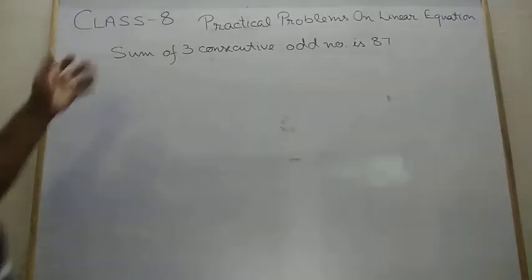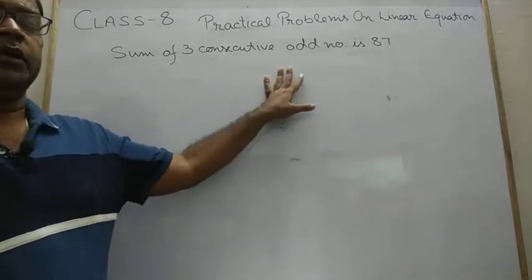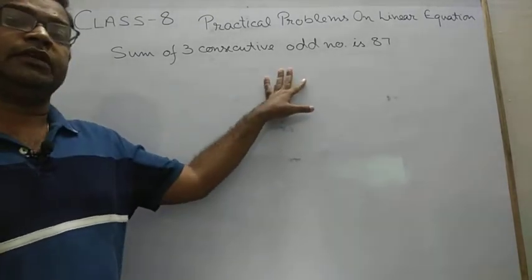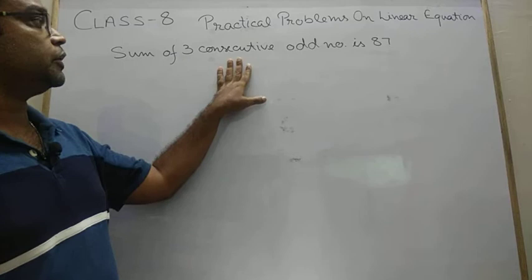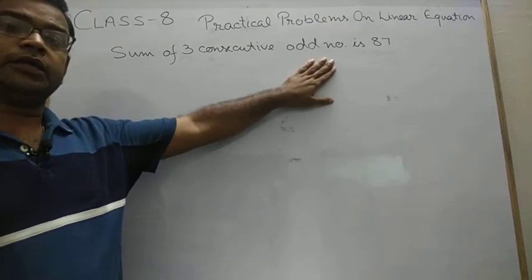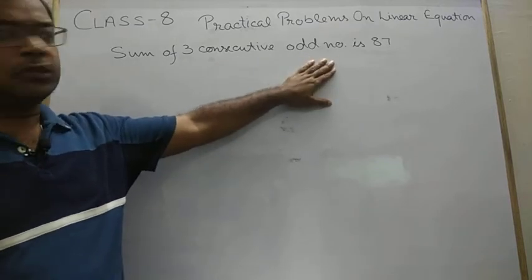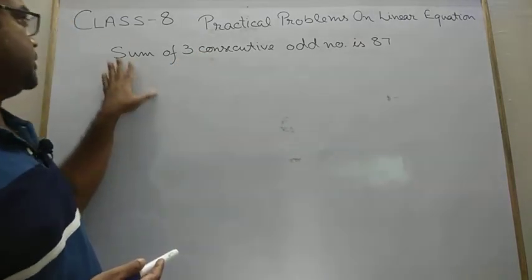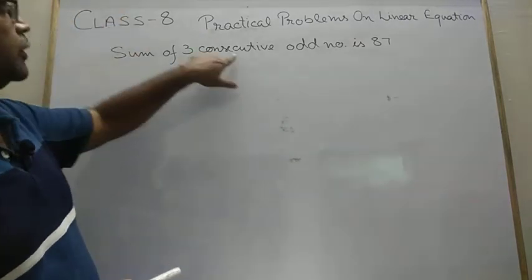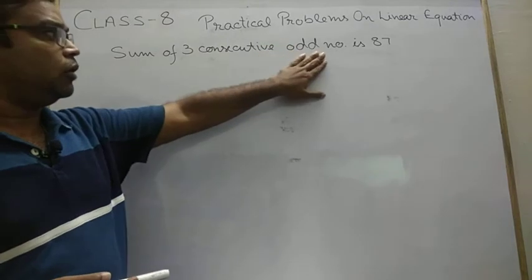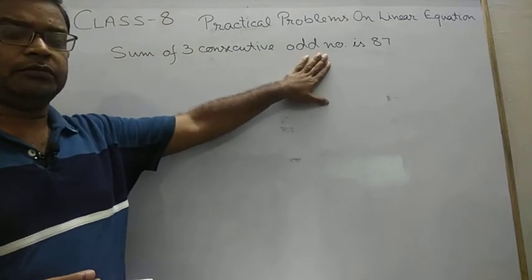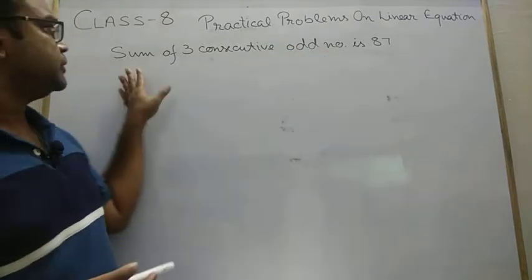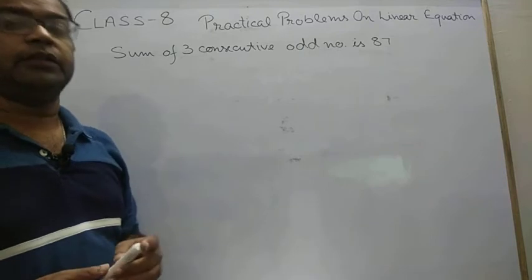There are some questions of this type, where it is given that the sum of three consecutive odd numbers is 87. This number may change, but the question pattern stays the same: sum of consecutive odd or even numbers, it depends, and it says that is this one, find the numbers.